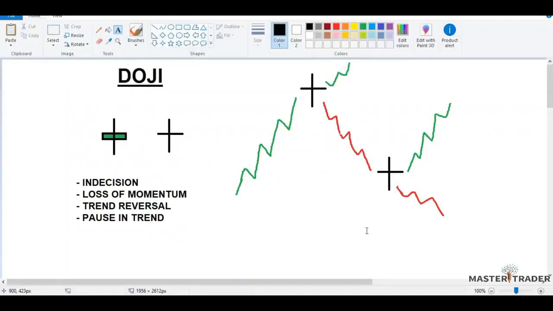All right, so our first candlestick pattern is called the Doji. Let's go over this candlestick pattern because it's one of the most commonly used ones and it's also one of the most famous ones. I'm sure you might have heard of this. If not, then let's go over it. So a Doji is a candlestick pattern that looks like this.